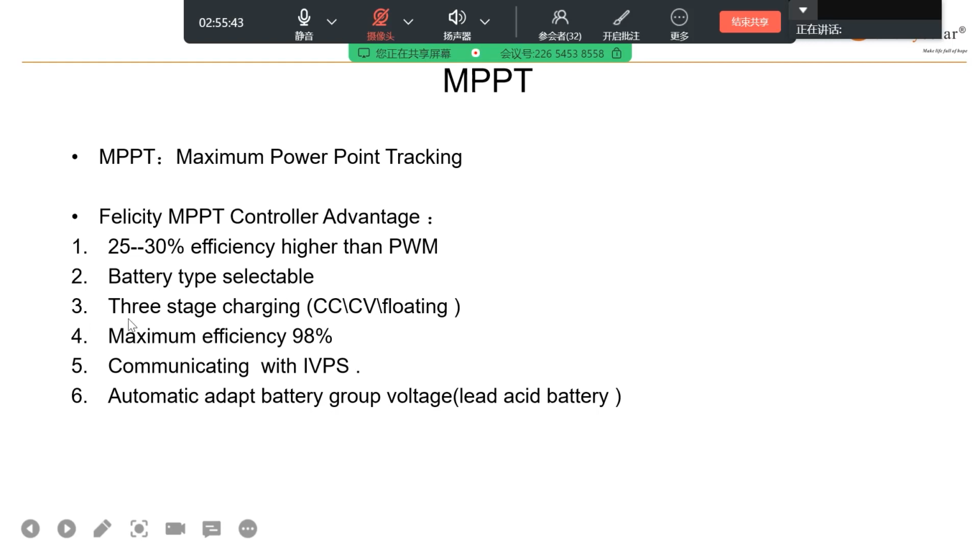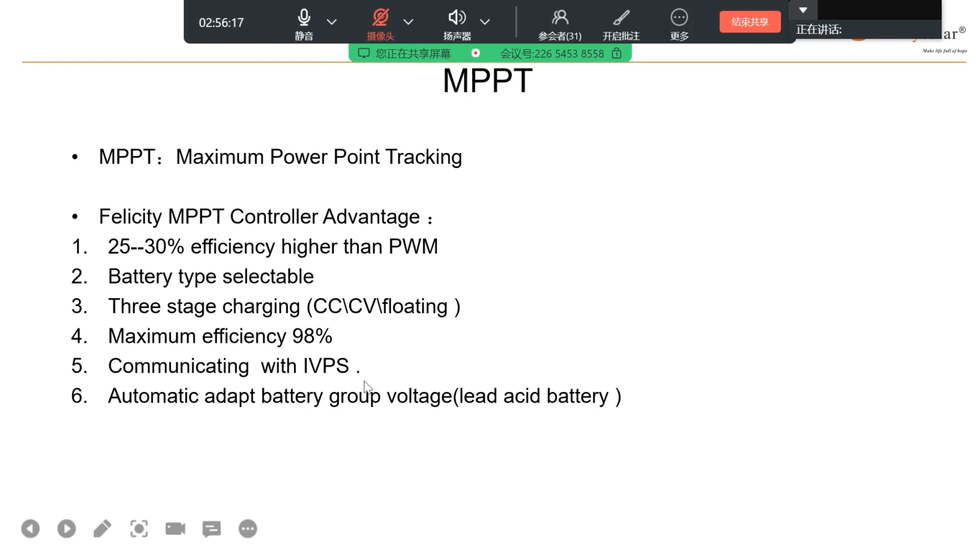As mentioned, it has 3-stage charging: CC, CV, and floating. CC means constant current, CV means constant voltage, and then floating. This is for lead acid battery. For lithium battery, there are only 2 stages, CC and CV. Fourth, the maximum efficiency is up to 98%, and number 5 is communication with IVPS.